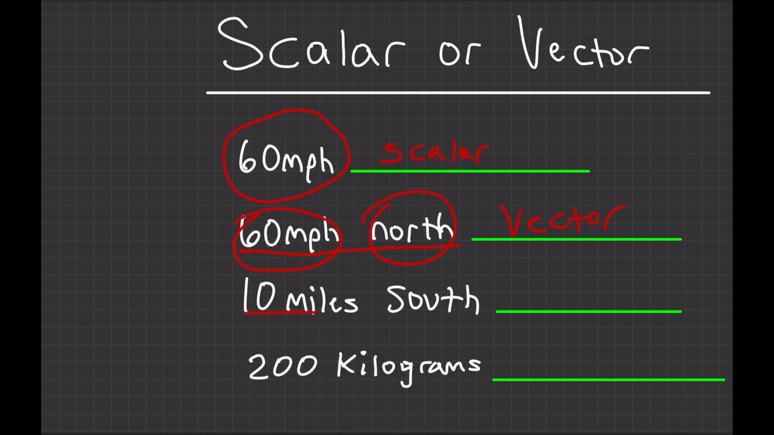How about this one, 10 miles south? Same deal here. It's in miles, and then we're going south. So that would be a vector. Lastly, 200 kilograms, right? There's no direction here. It's only giving us the unit of measurement, the number. So this would also be a scalar. That makes sense to you guys? Remember, scalars only give you part of the story, while vectors give you the whole picture.